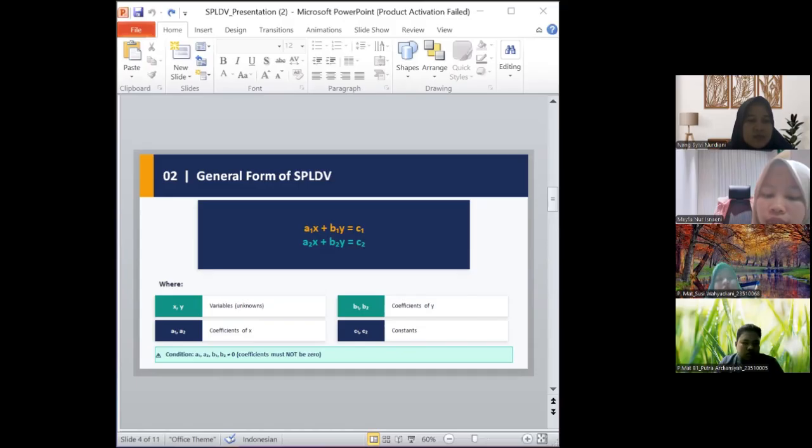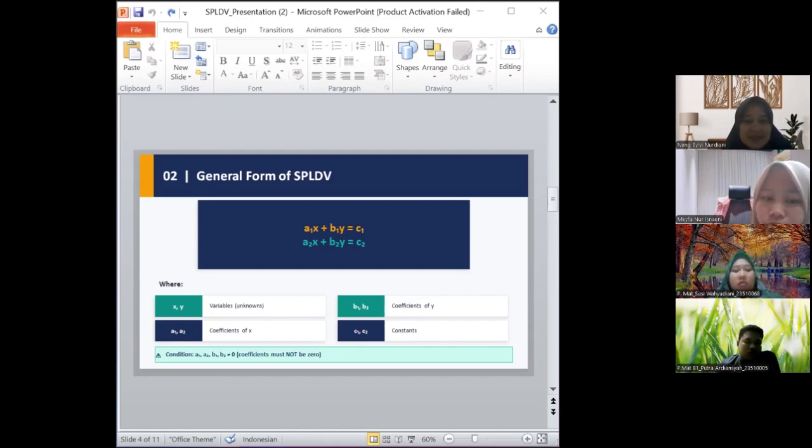Before we solve them, can you first write the equation for problem 1? Sylvie, can you try? Let me try, Miss. Let x be the first number and y be the second number. Since their sum is 12, we have x plus y equals 12. And since the difference is 4, we have x minus y equals 4. So the SPLDV is x plus y equals 12 and x minus y equals 4. Perfect, Sylvie. That's exactly right. Now, Putra, can you form the equation for problem 2?